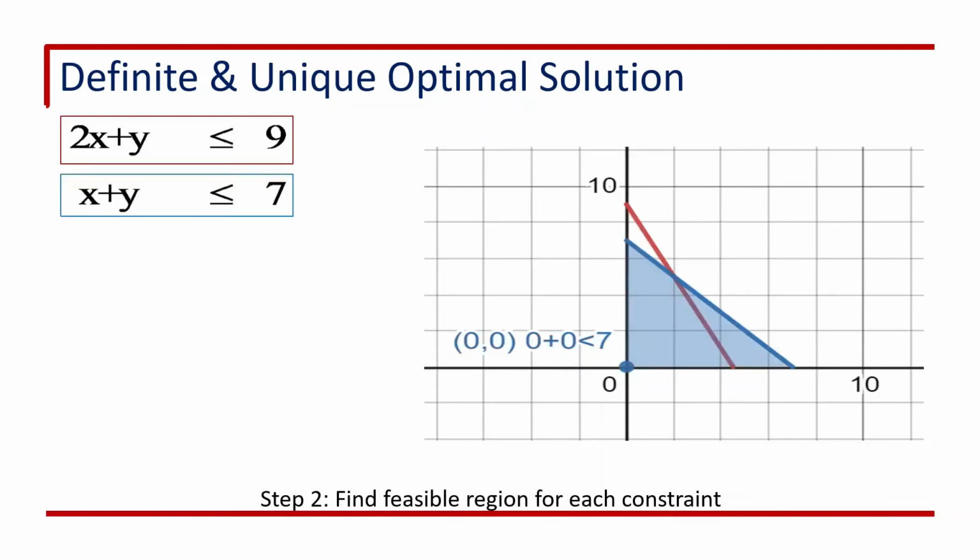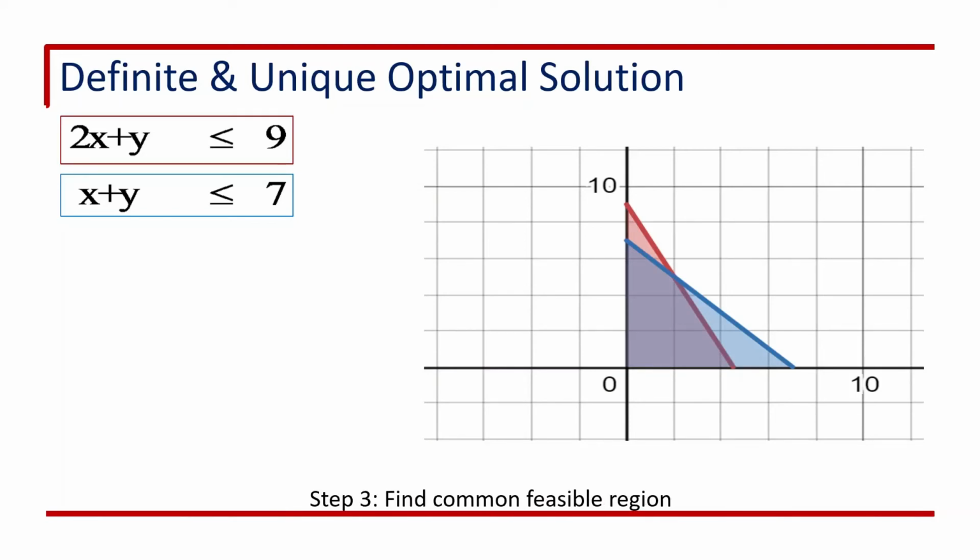The second constraint is x plus y less than or equal to 7. We will obtain the feasible region for this constraint similarly as the first constraint. Consider the point (0, 0). Put x equals 0, y equals 0 in the second constraint. We obtain 0 plus 0 less than or equal to 7 and it satisfies the constraint. So the feasible region for this constraint will be the region from the line towards the point (0, 0) and it is shown in blue color. Now you can see the feasible region of both the constraints.